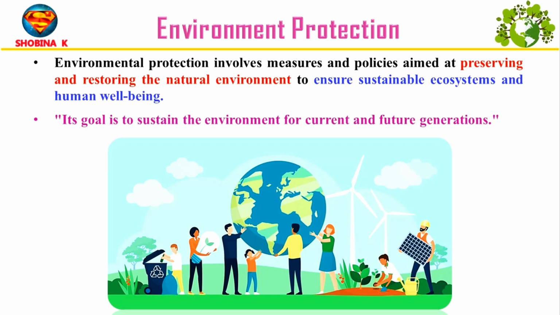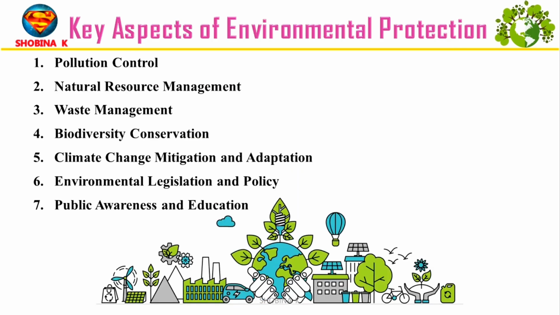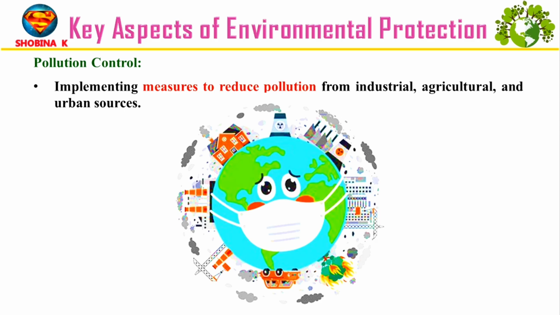Now let's move on and understand the key aspects of environmental protection. And these are the key aspects of environmental protection. Each aspect represents a critical area of concern and action in preserving and enhancing the environment. Pollution control, natural resource management, waste management, biodiversity conservation, climate change mitigation and adaptation, environmental legislation and policy, public awareness and education. These aspects work together to tackle different environmental problems and support the long-term health of the planet and its inhabitants. First, pollution control.